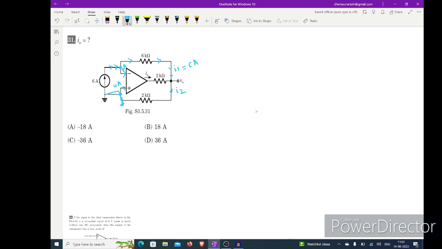I will apply the node here. I take V. So now V minus V naught divided by 6K, and the current entering at this terminal I will take as minus 6 amps is equal to 0. We know by virtual concept V is 0. So 0 minus V naught by 6 equal to 0. Therefore V naught equal to minus 36 volts. So we got the V naught here is minus 36.